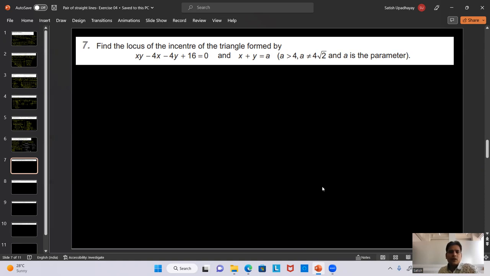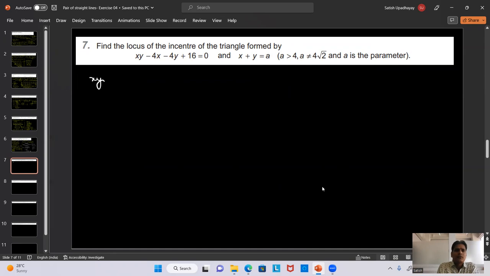Now, let's see question number 7. It is saying find the locus of the in-center of the triangle formed by this equation and this. So basically the first equation will give a pair of straight lines and the second equation will give a straight line. So basically we have three straight lines which are forming a triangle, and we have to find the locus of its in-center.